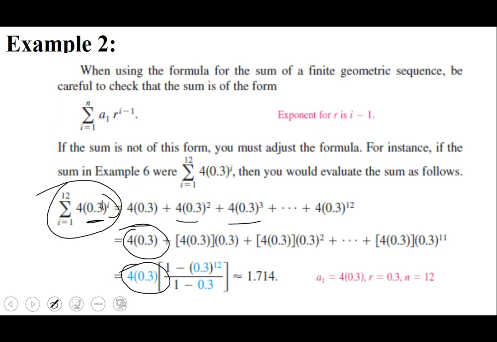And then because you're still going from 1 to 12, you're adding up 12 things. So notice how the formula is almost exactly the same, except the first term is different because there was a slight differentiation here with the exponent.